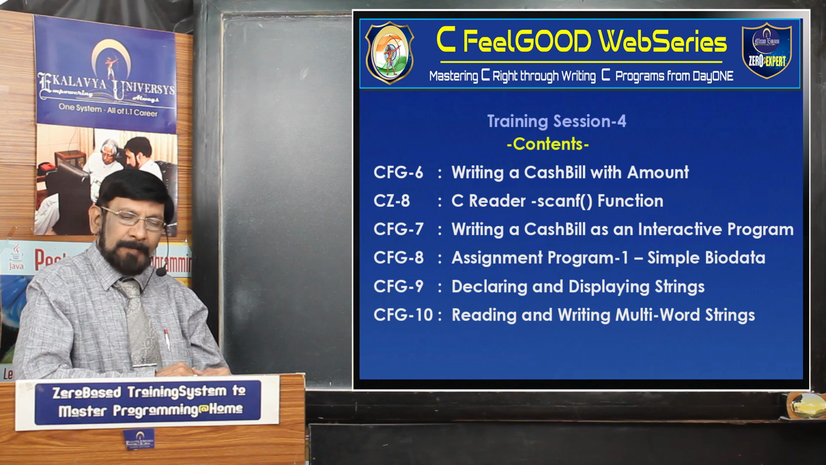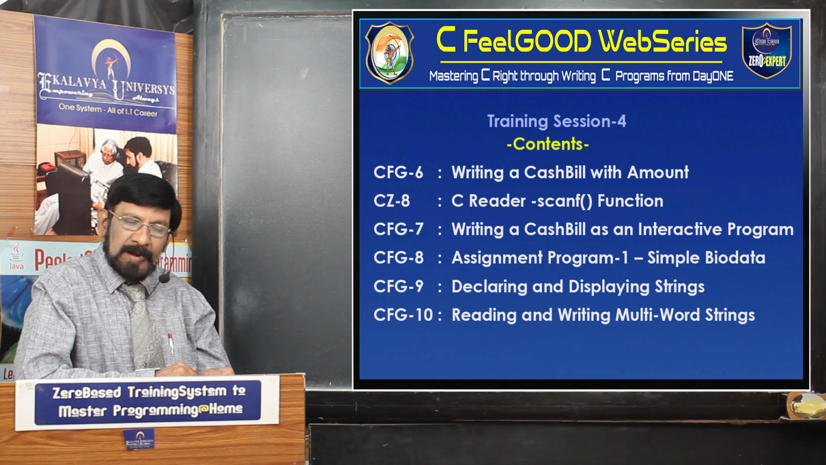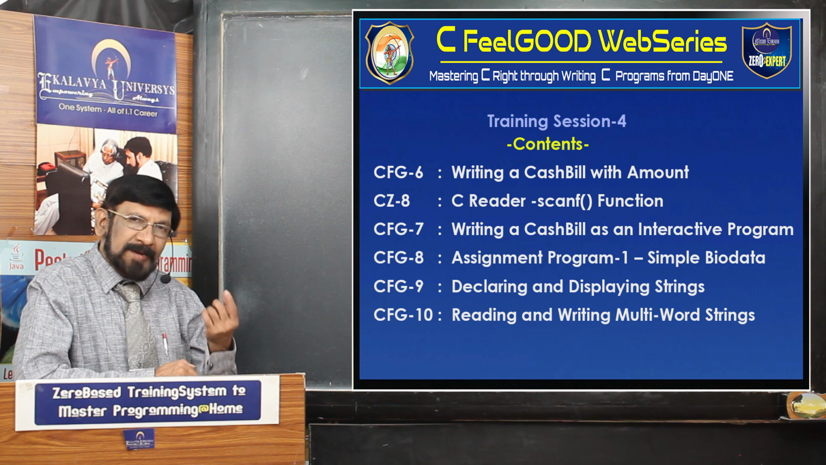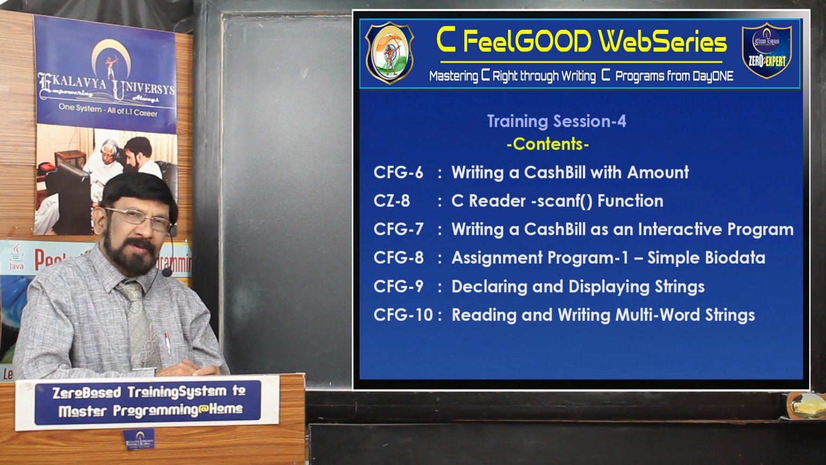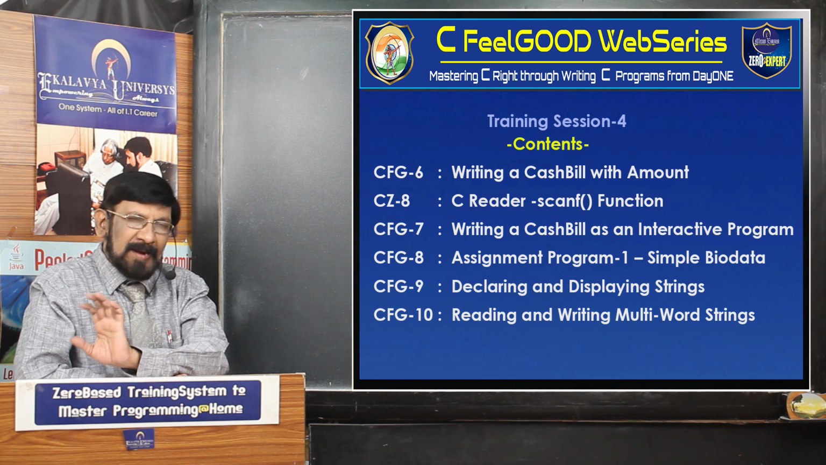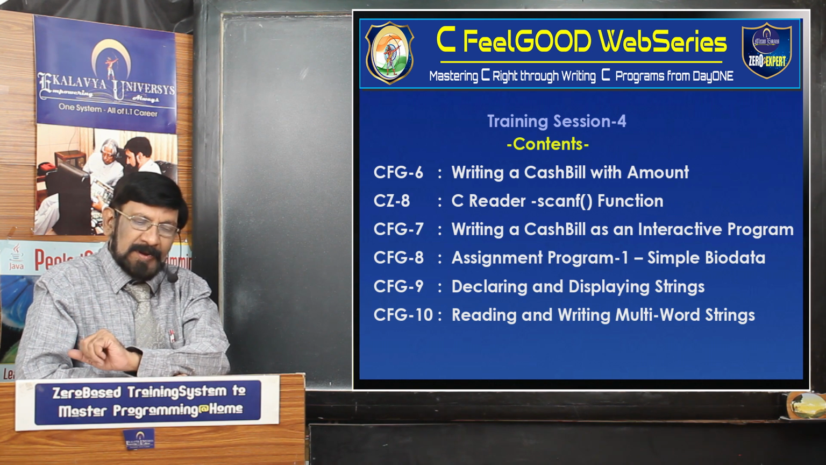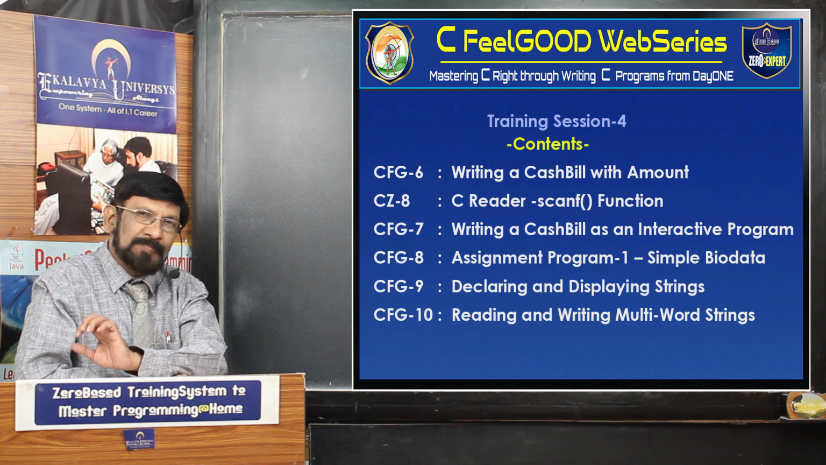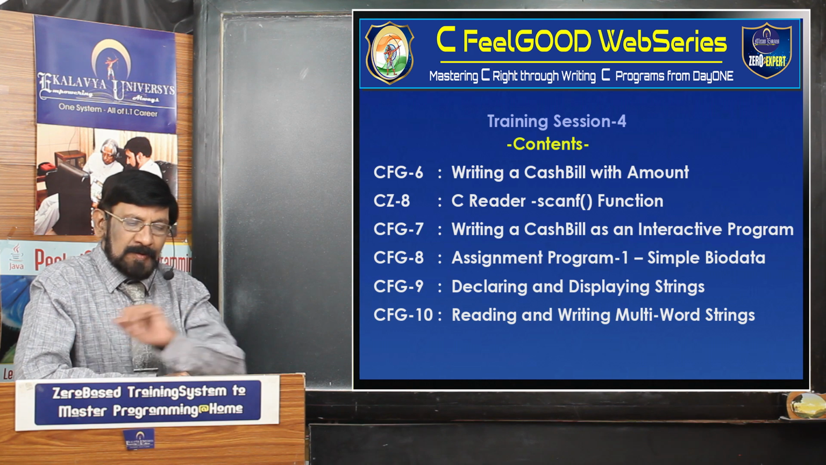CFG 9, declaring and displaying strings. String means a text. So far we are using single characters. Single characters are not realistic. That's why I am going to explain declaring and displaying strings through a program, that you have to learn.